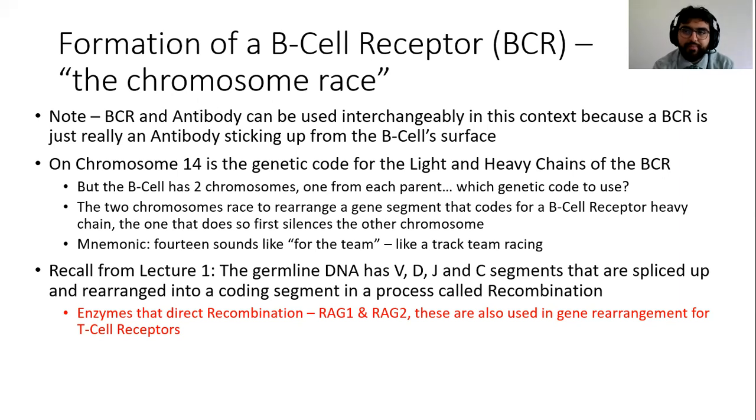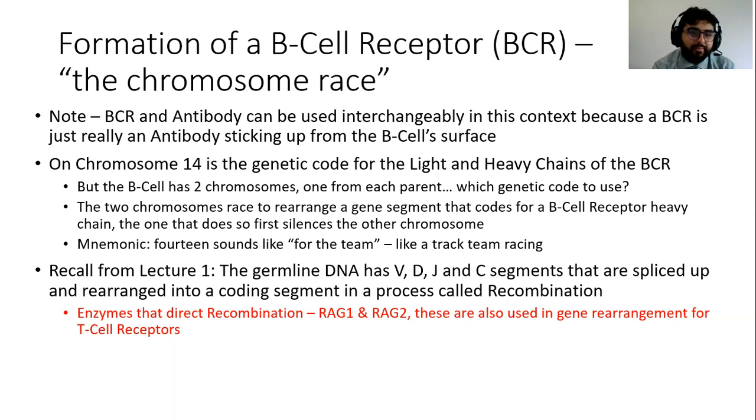It's a bit of a review, right? But because there's one chromosome from mom and one from dad, which genetic code is used is clearly not going to be both. So the two chromosomes race. Both start undergoing transcription, translation, DNA to RNA, RNA to protein, right? And then these proteins are made to make the B cell receptor heavy chain. And both of them will have this race, but the one that makes the heavy chain first is the chromosome that wins, right? So the mnemonic I use is 14 sounds like for the team, because it's like a race.